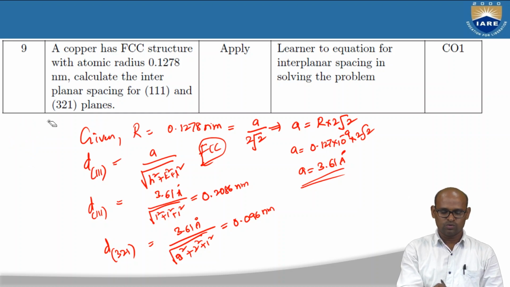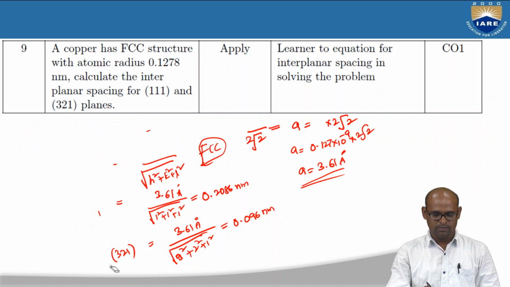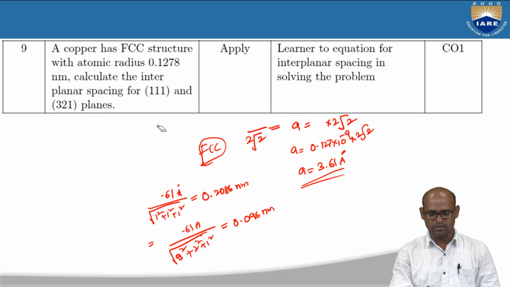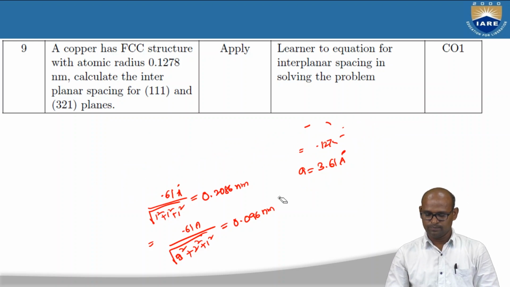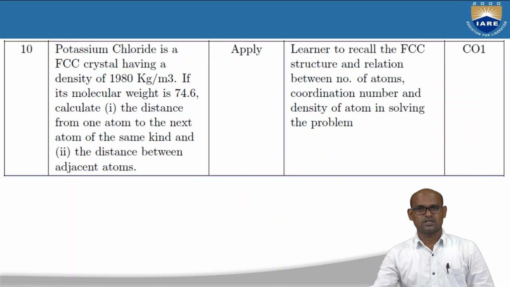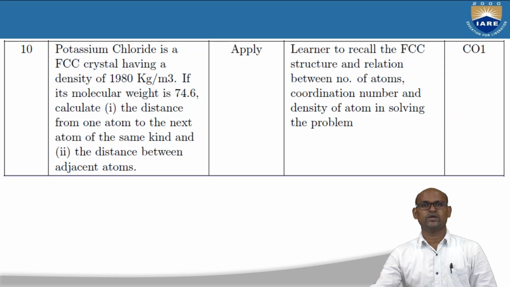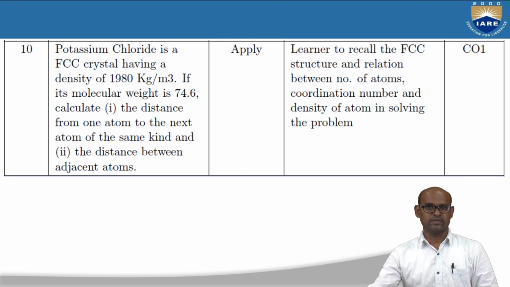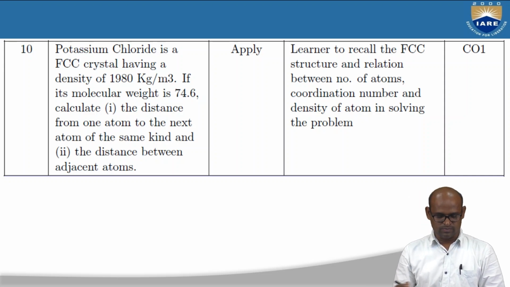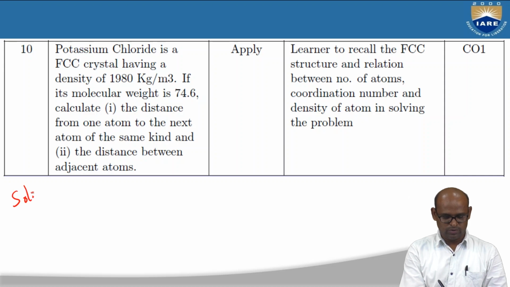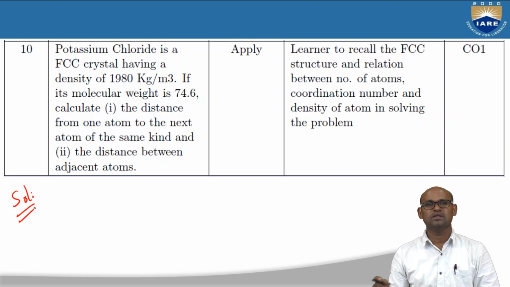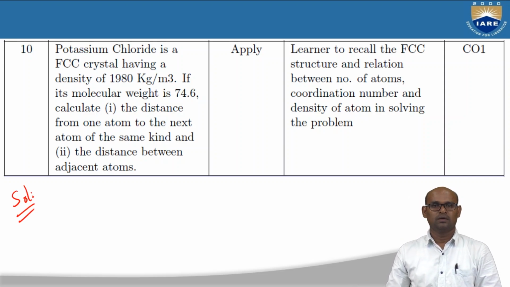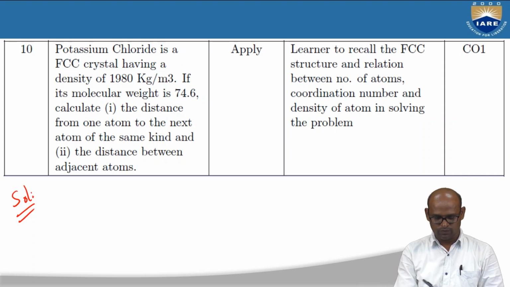So let us go to the last problem in this set. The last problem in this set is: potassium chloride is an FCC crystal having a density of 1980 kg per meter cube. If its molecular weight is 74.6, calculate the distance from one atom to the next atom of the same kind, and the distance between the adjacent atoms. So we need to calculate the distance between the atoms of the same kind, and of the adjacent atoms.